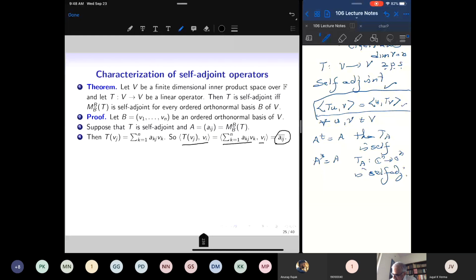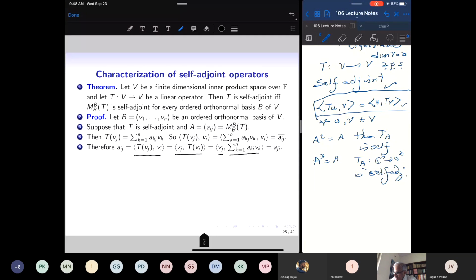But this a_kj is in the first coordinate of this inner product, so its complex conjugate comes out. So I get a_ij bar. That is the inner product of Tv_j with v_i. Now, the self-adjoint property says that the inner product of Tv_j with v_i is the same as the inner product of v_j with Tv_i. So I now calculate the inner product of v_j with Tv_i.